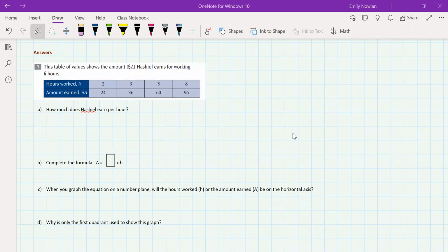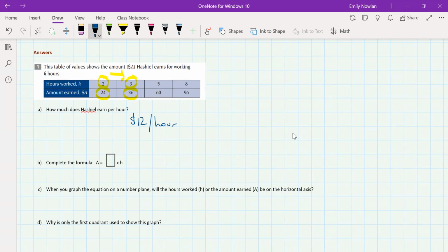This table of values shows the amount in dollars that Hashiel earns working for H hours. So to read the information, you can see here when she's worked 2 hours, she's earned $24. When she works 3 hours, she's earned $36. So that means she worked an extra hour and she earned an extra $12 because 36 minus 24 is 12. So how much does she earn per hour? $12 per hour.